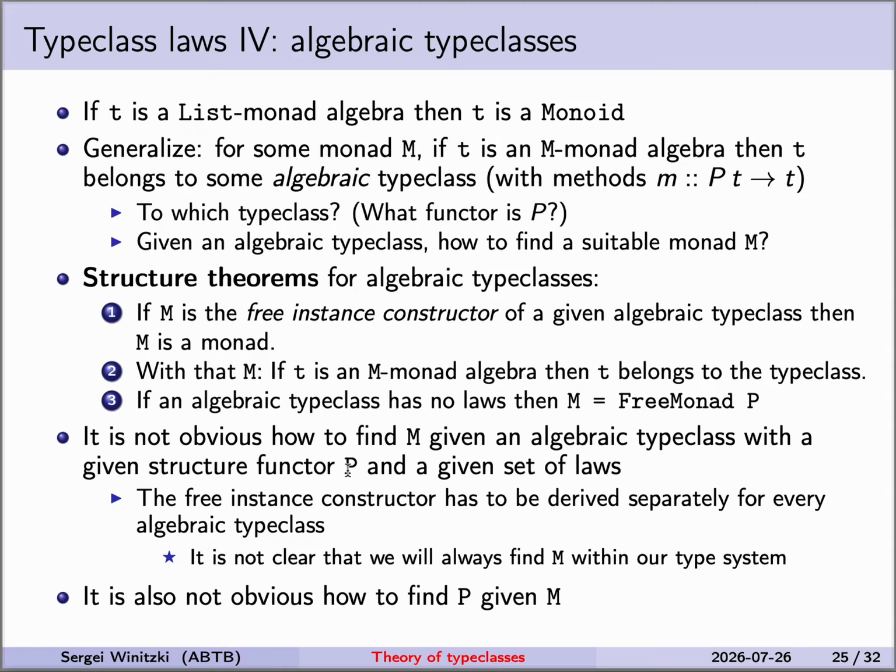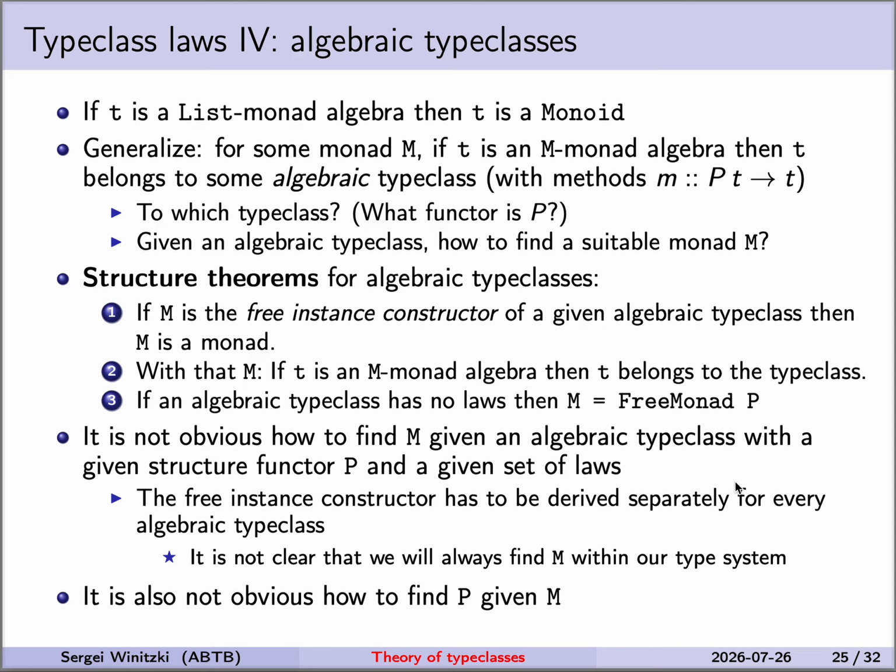There is no general method to find M, the monad M, that is suitable to enforce the laws of any given type class. So for specific type classes, we have, with some work, found those M. But in any case, it's not clear that we will always find such a monad M within our type system. It might be a monad that needs very complicated types, maybe even dependent types, maybe quotient types, or something very difficult that we don't have within our programming language.